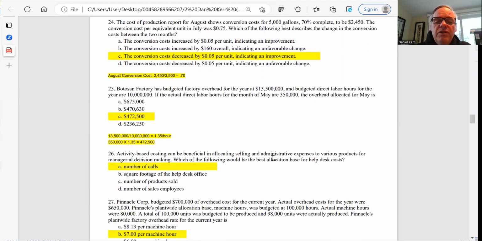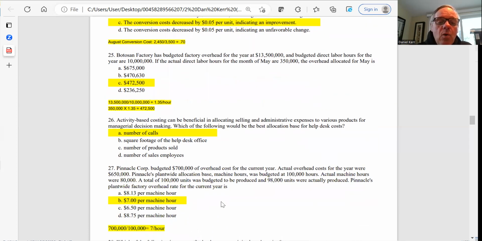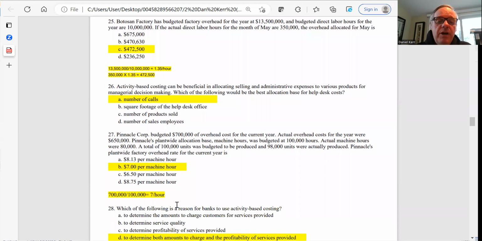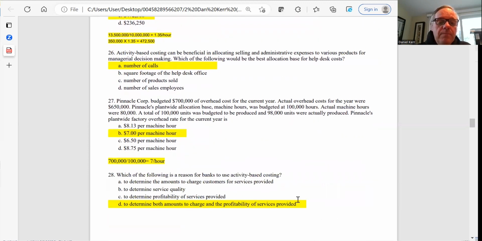Activity-based costing can be beneficial for allocating selling and administrative costs. Which of the following would be best for a help desk? Of all the ones given there, probably the best method of allocating the cost of the help desk would be the number of calls. Okay, and this one here, plant-wide overhead rate for the current year. So you take the overhead for the year, which is given at 700,000. They allocate on the basis of machine hours, which were 100,000. 700,000 divided by 100,000 gives you $7 an hour.